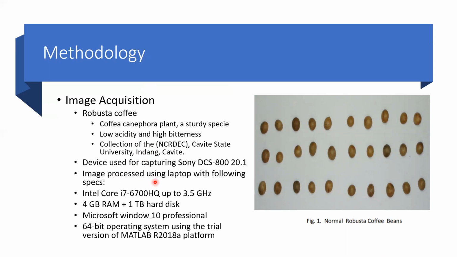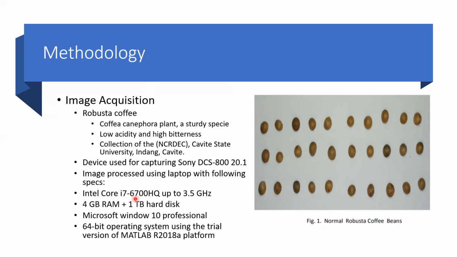And the snapshots of the Robusta coffee bean samples were taken by placing the samples on a white background using the device Sony DSC-820.1 megapixels digital camera, shown in the picture. You can see this picture. This was taken using this device. And this image was processed using the laptop with these specifications.